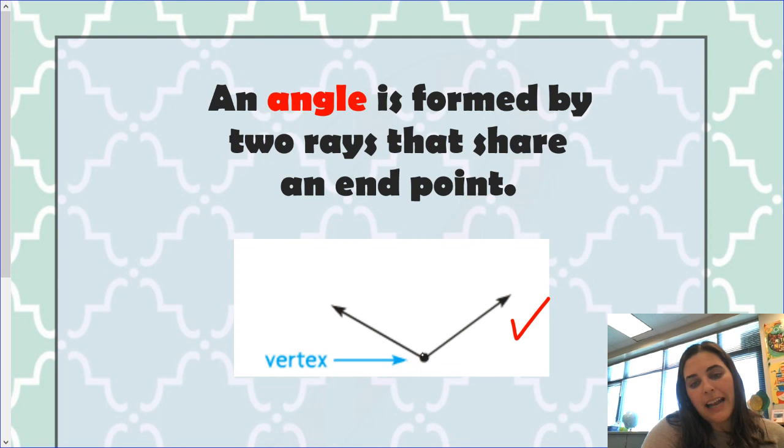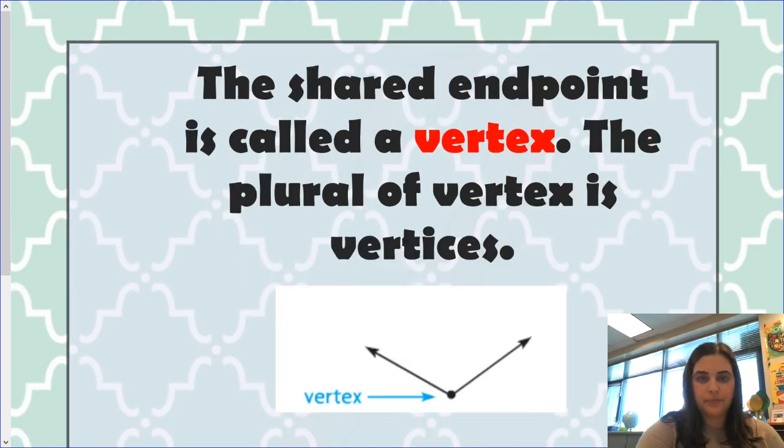We have our circle, that is the endpoint. And here's our ray. It has only one arrow going in one direction. Here's the second ray over here, and they both share an endpoint. This is what we call an angle. The shared endpoint is called a vertex. The plural of vertex is vertices. So if we're talking about more than one vertex, we'd say vertices. Here they're pointing to the vertex, and this is an angle.